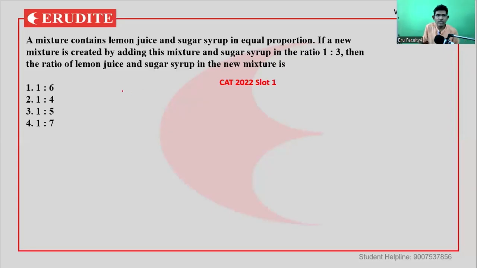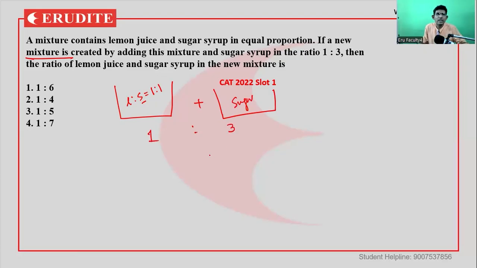So if I draw the schematic for you, the first one, it says the mixture contains, so this is a beaker or a vessel. So this contains lemon juice and sugar in equal proportion, meaning 1:1. Now a new mixture is created by adding this mixture with pure sugar syrup, which is S, in the ratio 1:3. Then if I mix these two, what's the final proportion of lemon and sugar syrup?